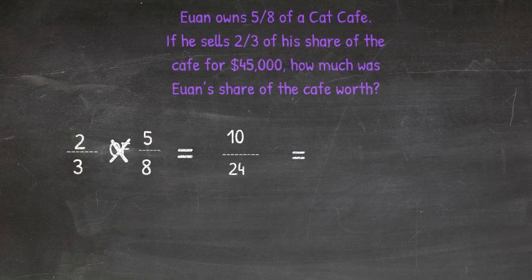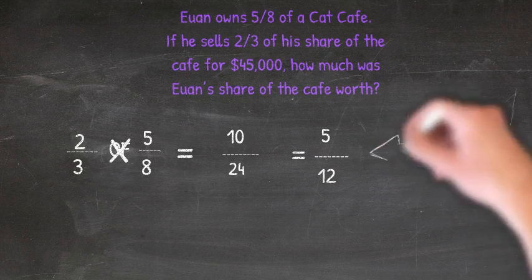Now we can reduce this fraction to be in its lowest terms, so it's easiest to work with. Both 10 and 24 I know are even numbers, so I can divide each of them by 2. I need to, of course, keep my fraction equivalent, so I've got to divide them both by 2. So this gives us a lowest term fraction of 5/12. This means that 5/12 of Ewan's share was worth $45,000.